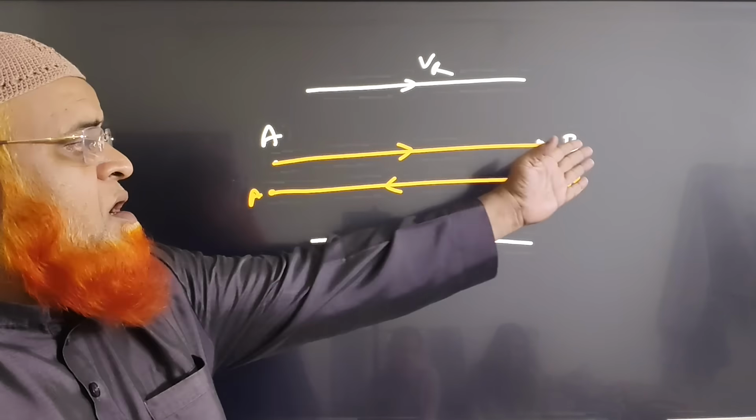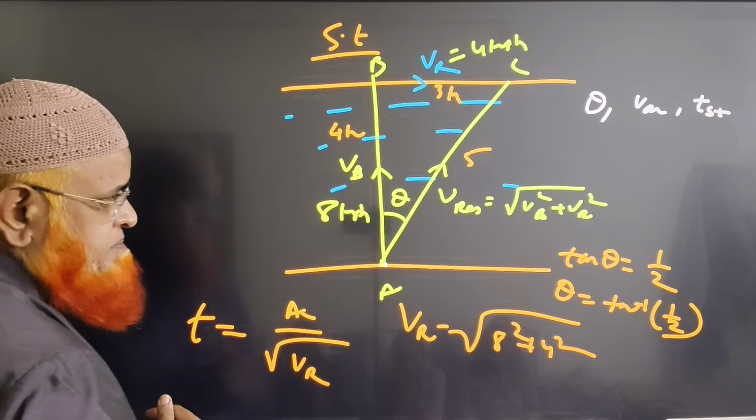Time is nothing but distance divided by velocity. Okay, so distance means you have to consider this distance, that is AC, divided by V. Okay, for example, this is 4 kilometers and this is 3 kilometers, then this is going to be 5 kilometers. Understood? 5 kilometers.